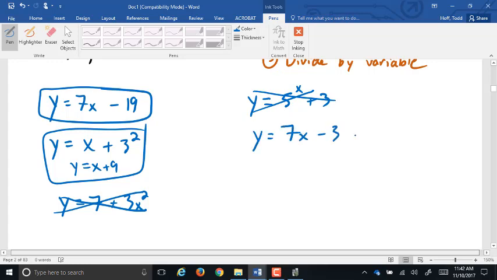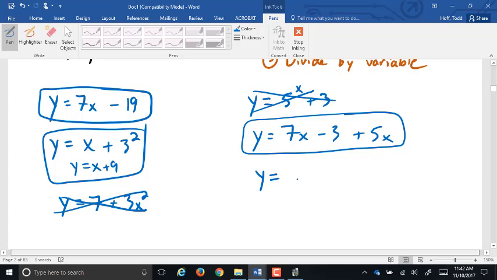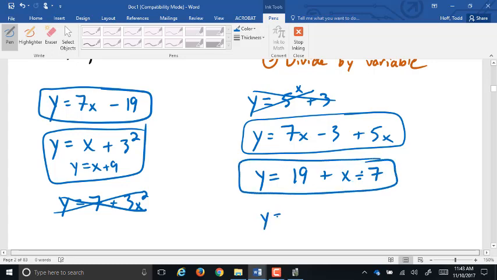Y equals 7x minus 3 plus 5x. That will be a line because there's no powers and no dividing by variables there. No powers on the variables, no variables in the powers, and no dividing by the variables. So y equals 19 plus x divided by 7. That'll be okay. We're dividing by 7, not by x. How about this one? No, why not? Dividing by x. Good.